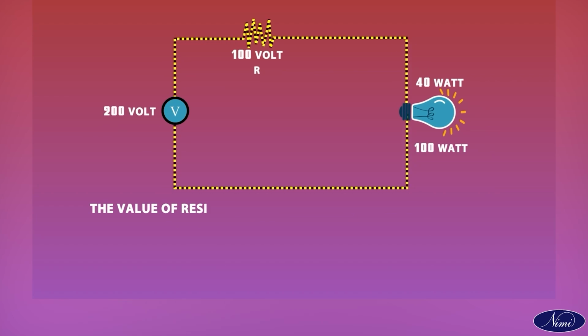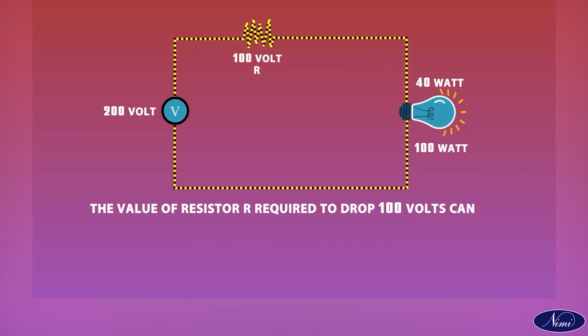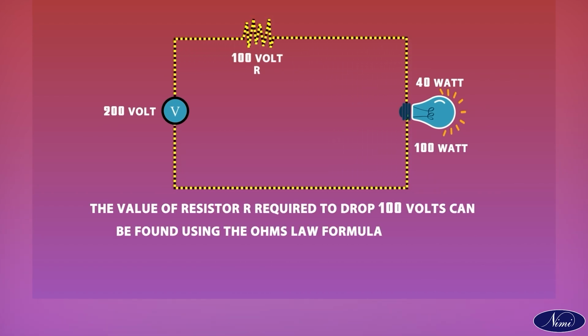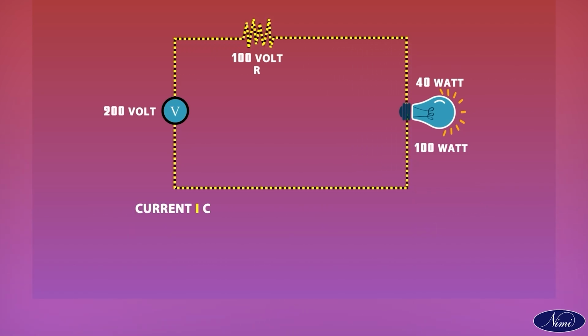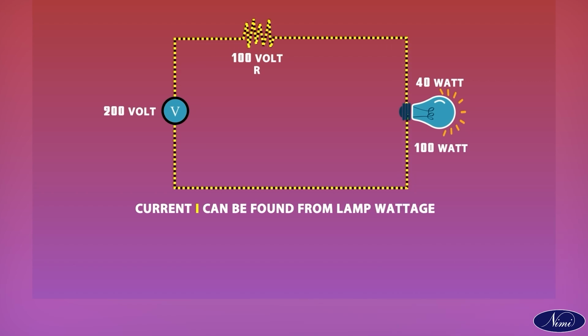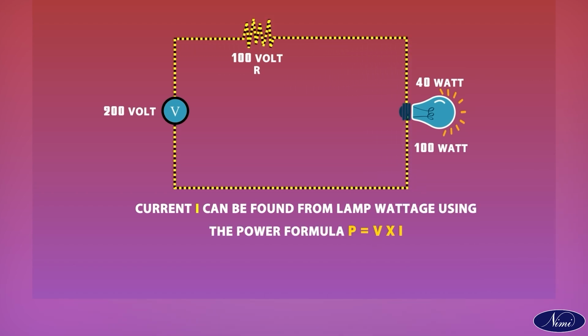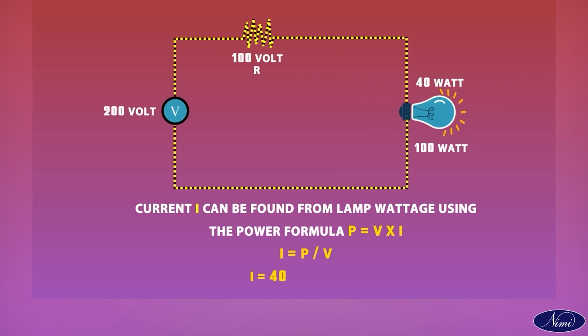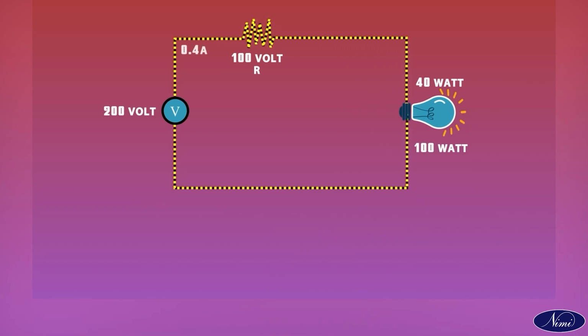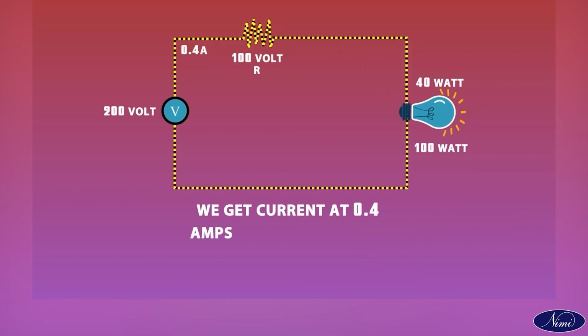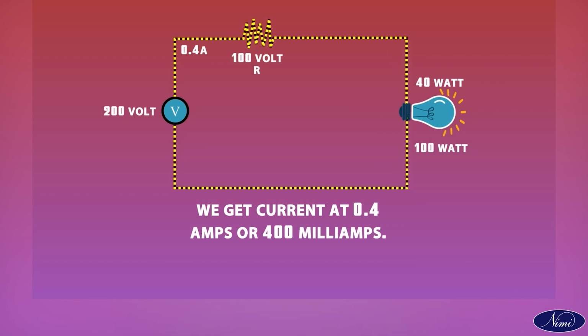The value of resistor R required to drop 100 volts can be found using the Ohm's law formula R is equal to V upon I. Current I can be found from lamp wattage using the power formula P is equal to V into I. I is equal to P upon V. I is equal to 40 upon 100 equal to 0.4. We get current as 0.4 amps or 400 milliamps.